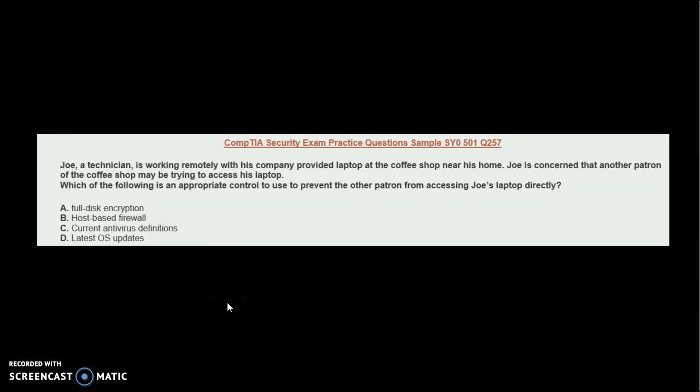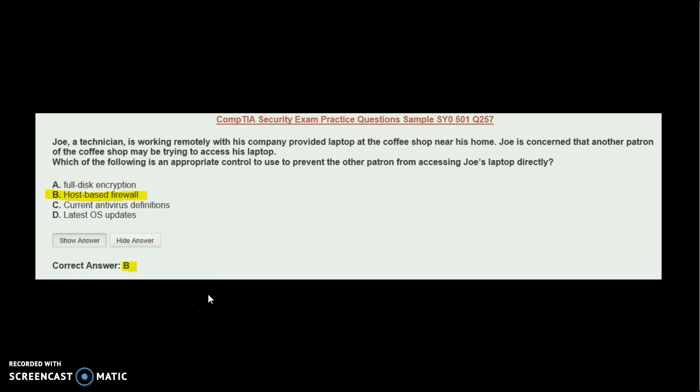Joe, a technician, is working remotely with his company-provided laptop at the coffee shop near his home. Joe is concerned that another patron of the coffee shop may be trying to access his laptop. Which of the following is an appropriate control used to prevent the other patron from accessing Joe's laptop directly? And that is host-based firewall. You're the host, you're on your computer, make sure there's a firewall up.